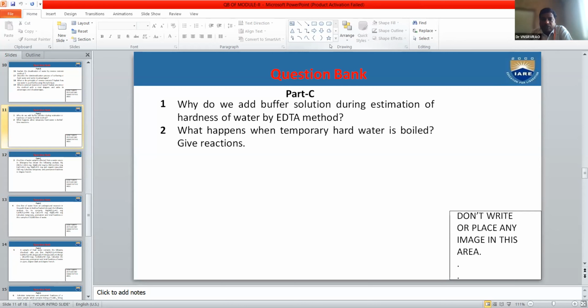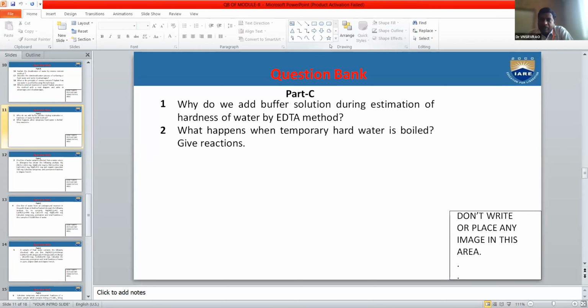So now we see the first question: why do we add the buffer solution during estimation of hardness of water by the EDTA method? Okay, ma. Anybody know what is the reason why buffer solution is added? To maintain constant pH range. Okay, ma. Very good. So how much pH is required for the EDTA method? 8 to 10. Okay, very good. So 8 to 10 means we use which buffer? Acidic, neutral, basic. Basic, sir. Yes, very good. Basic buffer. Basic buffer is applicable for the estimation of the hardness of water by the EDTA method.